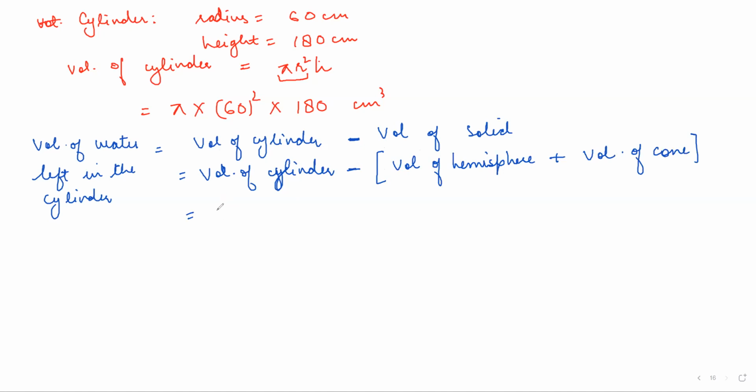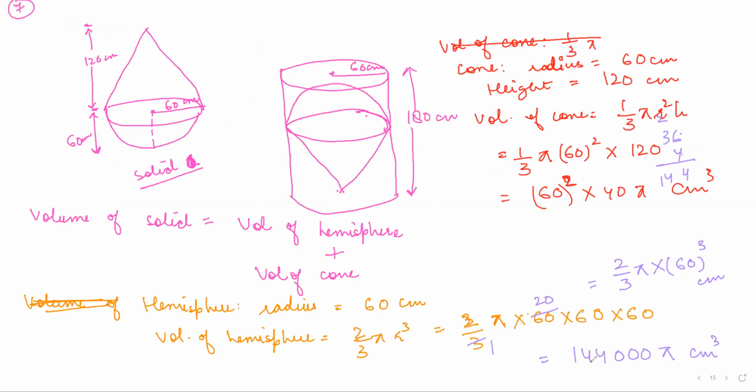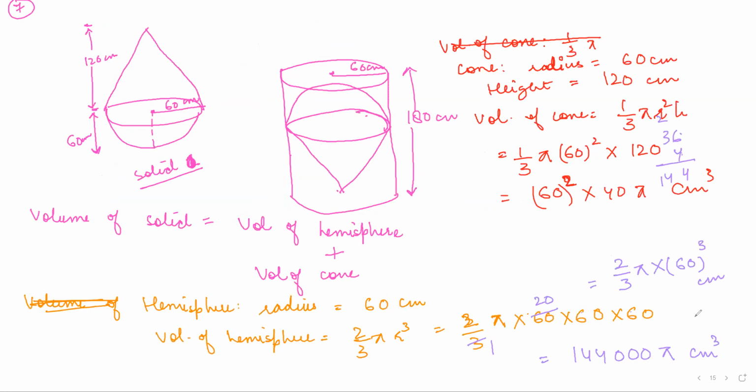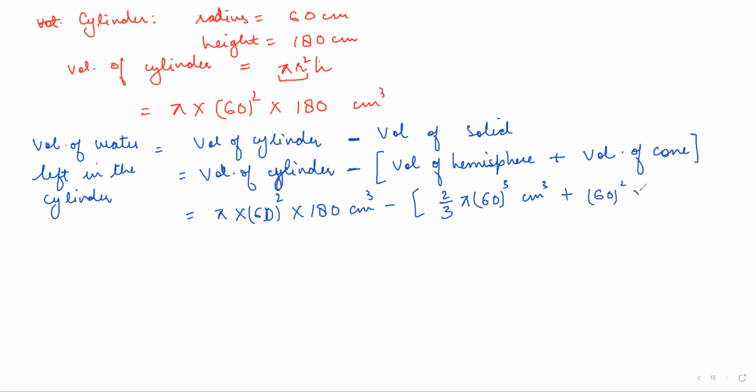So the volume of the cylinder, I can see, is pi into 60 whole square into 180 centimeter cube, minus the volume of the hemisphere. It was 2 by 3 pi 60 whole cube centimeter cube, plus the volume of the cone, 60 square into 40 pi centimeter cube, right? So now you can see I can take one pi common, into 60 whole square.